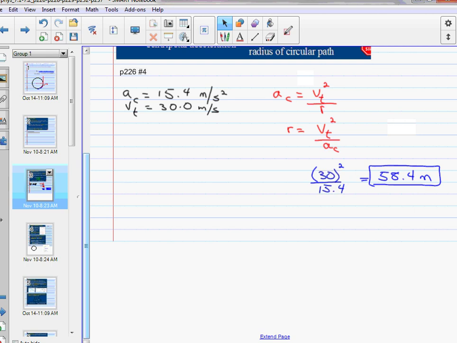All right, so the first concept is centripetal acceleration takes place because we're changing direction. I can be moving at a constant speed, but if I'm going in a circle, I'm changing direction, therefore I'm accelerating, and this is the formula that will tell me how fast I am accelerating.